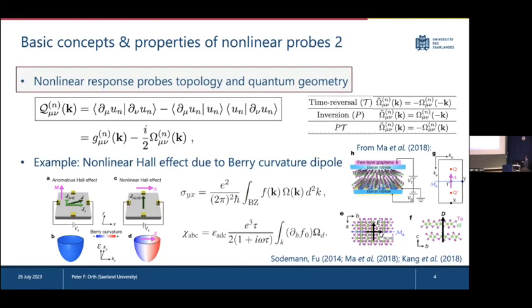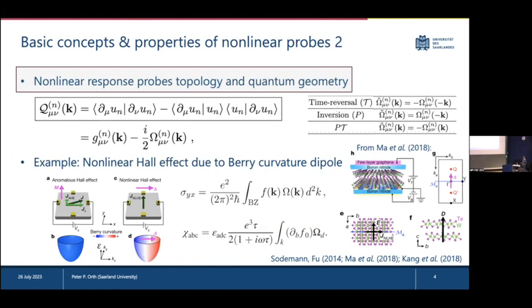nonlinear Hall effect due to the Berry curvature dipole, a proposal that was made a couple of years ago by Liang Fu and Inti Sodemann, and that has been realized experimentally also. And this is a nonlinear Hall effect that's quadratic in electric field that probes the Berry curvature distribution. In particular, it will be finite if the Berry curvature has a dipole. So that means even though the Berry curvature may not have a monopole moment, so the anomalous Hall effect, the linear response, may be zero.